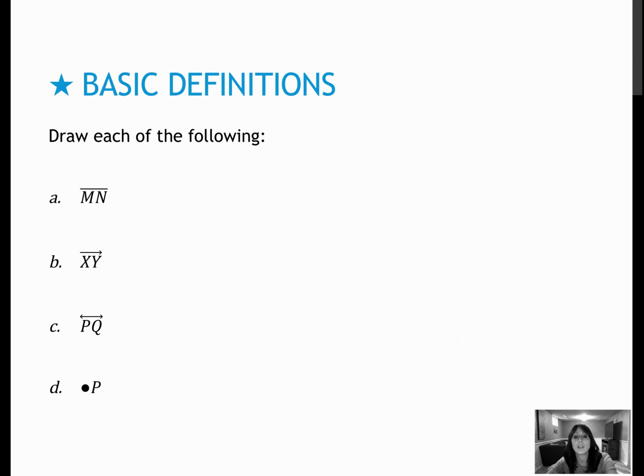So we're going to draw each of the following just so we know. Go ahead and press pause here and draw all four of those and then press play. For my first, again, notice there's no arrows on the top, so I know it's segment MN. And there's not going to be any arrows, so it's going to look just like that.